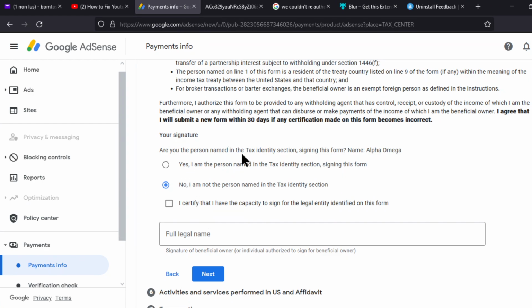Are you the person named in the tax identity section signing this form? No, it's not me. But the funny thing, in the tax identity, it's not named Alpha Omega. That's the problem. They should have said, are you the one that is called Alpha Omega? I'll be like, yes. But as I fill those tags, it's not Alpha Omega's name that is there, because this Alpha Omega name doesn't have anything to do with any TIN number, all those things. They're just asking unnecessary questions. I filled the form for you.